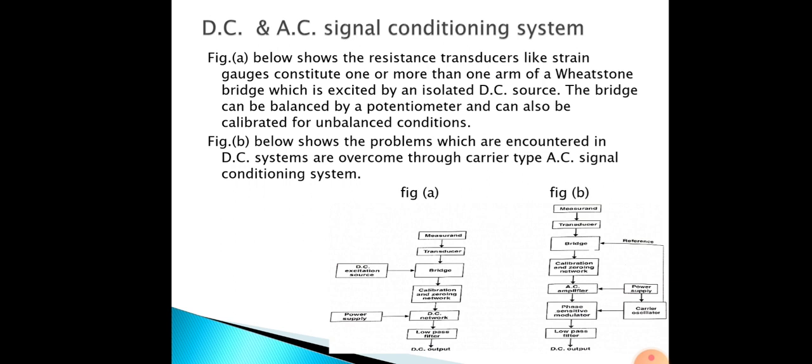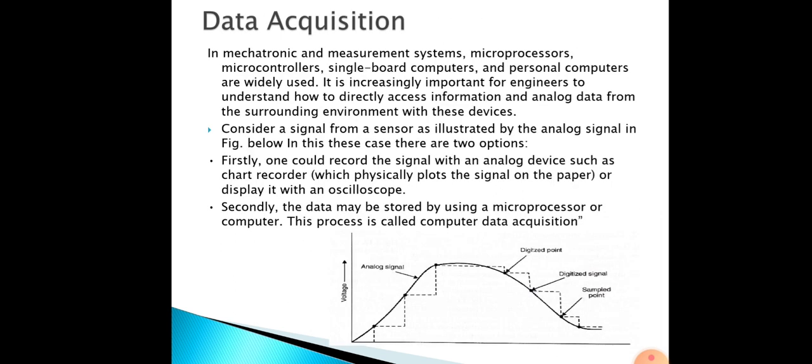The next one, we will be seeing about data acquisition. So data acquisition, how it is done. Nowadays in mechatronic and measurement systems, microprocessors, microcontrollers, single board computers and personal computers are being widely used. So it is increasingly important for engineers to understand how to directly access the information and analog data from the surrounding environment.